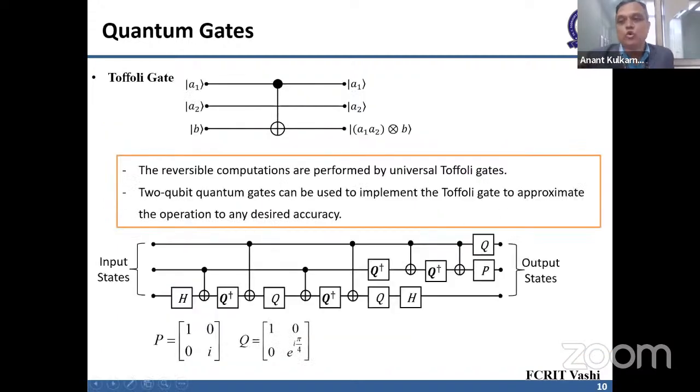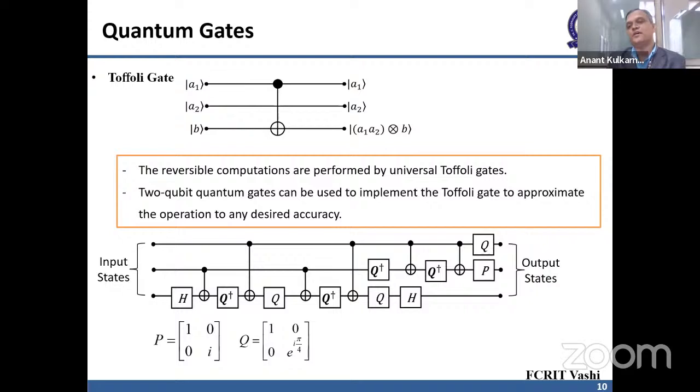Okay. Next is the Toffoli gate. This is the name of the scientist. Actually, the gate is the control NOT gate. Now, this is the modified version of the CNOT gate. Now, what is the difference between the CNOT gate and the Toffoli gate or CCNOT gate? That we need to understand.